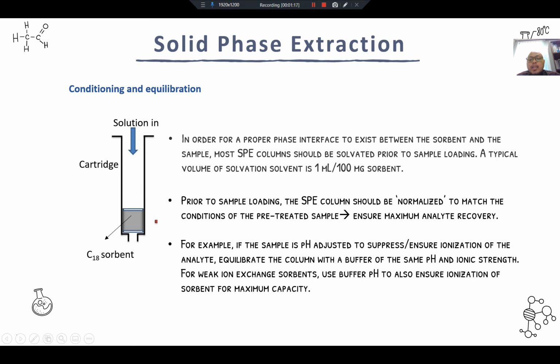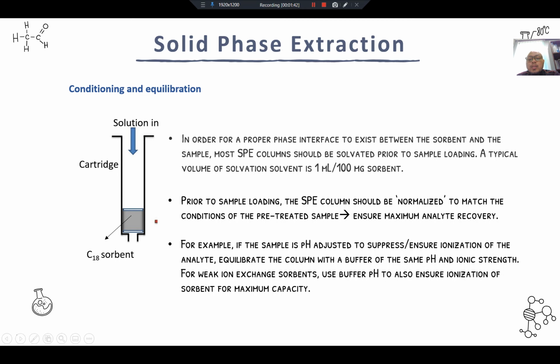Prior to sample loading, the SPE column should be normalized to match the condition of the sample to ensure maximum analyte recovery. That is why you need to solvate and also activate it, to match the condition of the pre-treated sample. For example, if the sample pH is adjusted to suppress ionization of the analyte, equilibrate the column with buffer. For weak ion exchange sorbent, use buffer to also ensure ionization of the sorbent for maximum capacity.